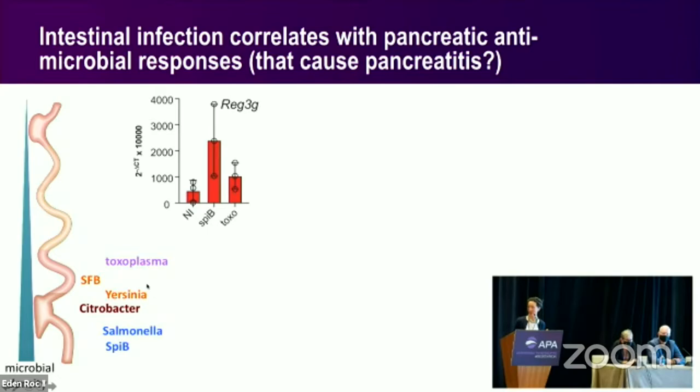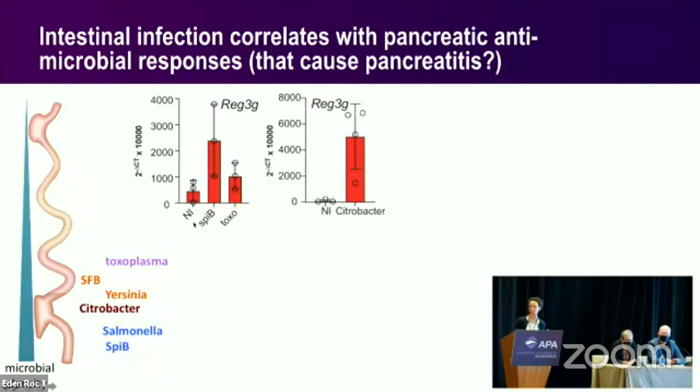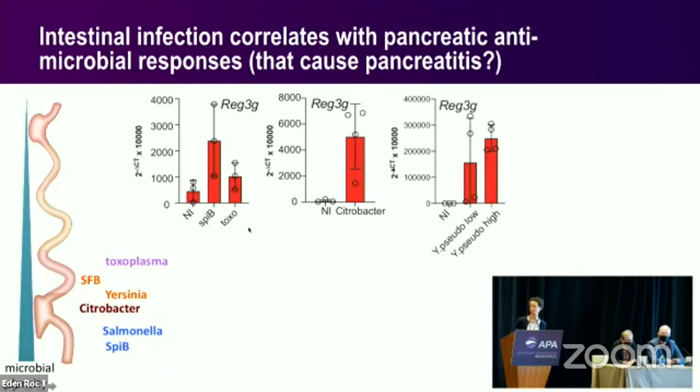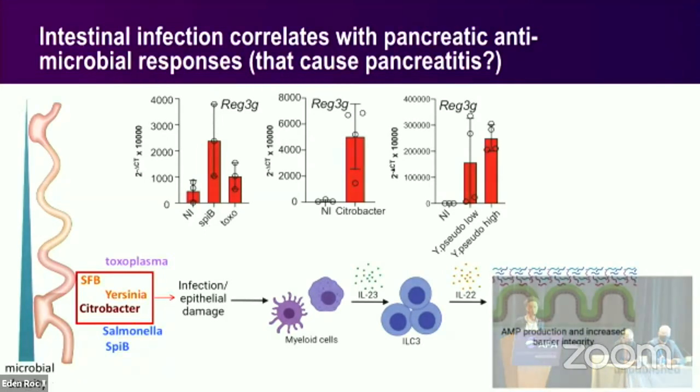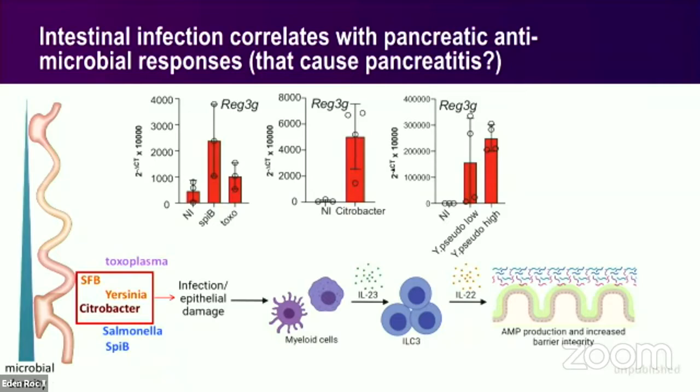So what we did here is we had a form of Salmonella or Toxoplasma that doesn't do much compared to the non-infected. However, if you go, for example, for Citrobacter, which is an animal model for EHEC, Reg3 gamma was much more elevated. And if you infect with Yersinia pseudotuberculosis, it actually goes through the roof. Despite our small cohort of pathogens, a pattern started to emerge. It turned out that all the pathogens that cause what's known as an IL-22-Th17 axis seemed to correlate with this increase in pancreatic Reg3 gamma, or potentially pancreatitis-inducing antimicrobials.